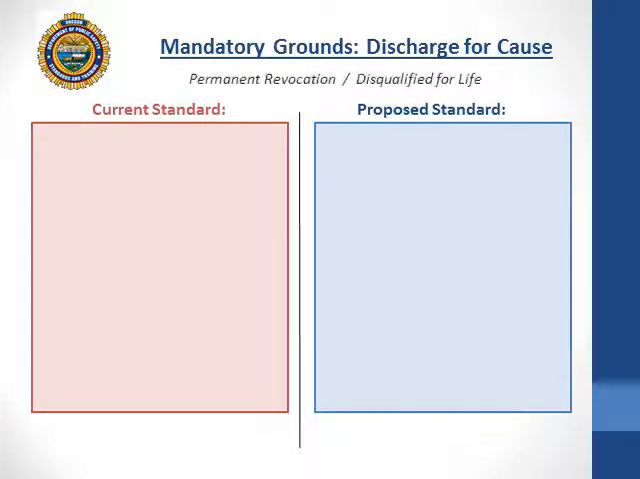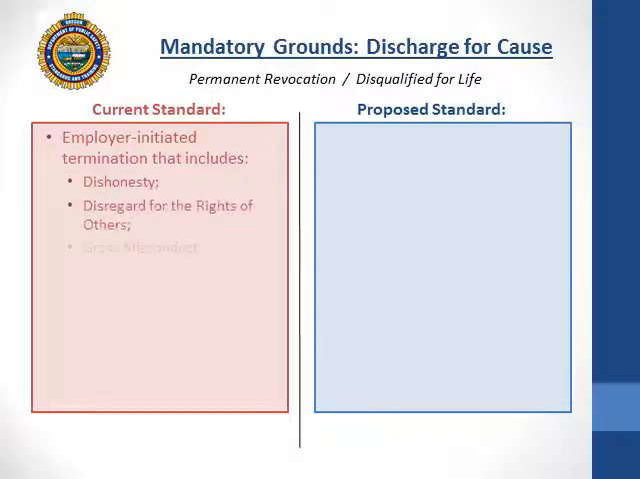Officers who have certification revoked as a result of being discharged for cause also remain ineligible to hold public safety certification in Oregon for any criminal justice discipline permanently. Under the current standard, a discharge for cause is any employer-initiated termination that involves dishonesty, disregard for the rights of others, gross misconduct, incompetence, or misuse of authority.